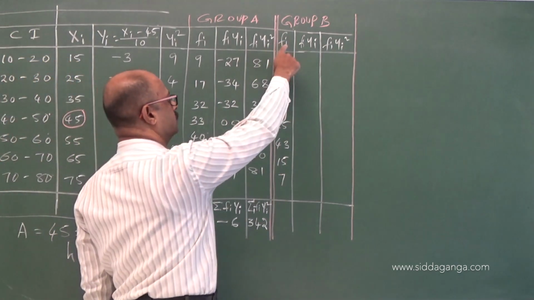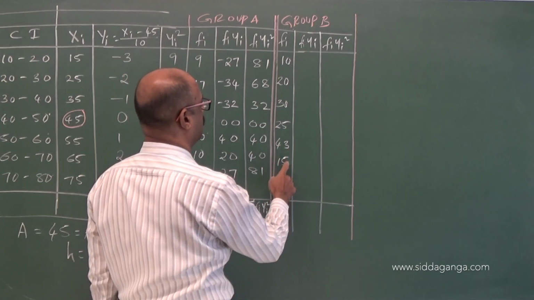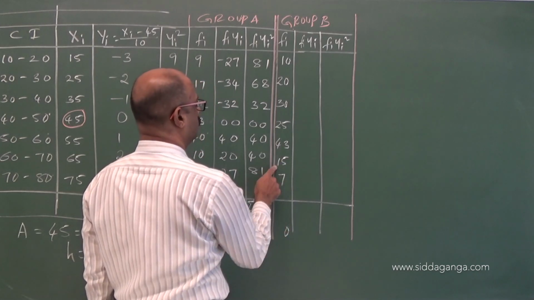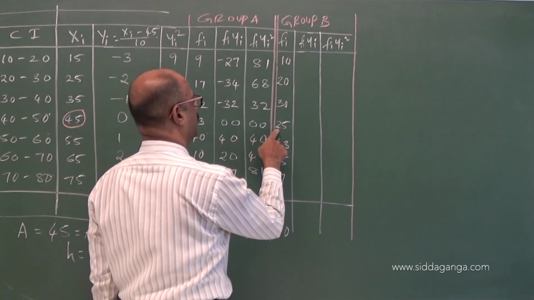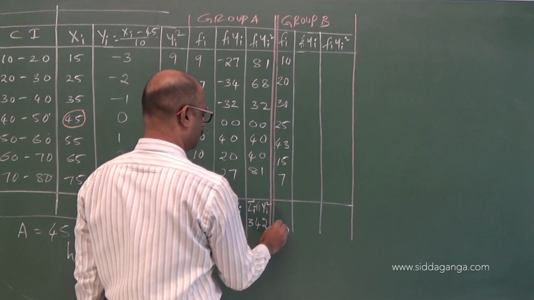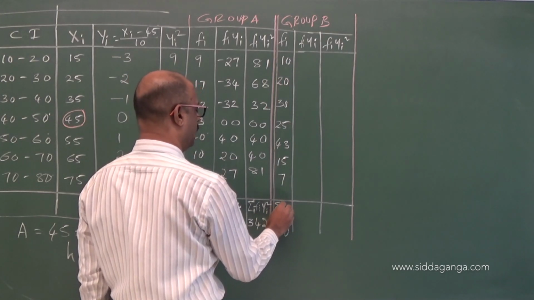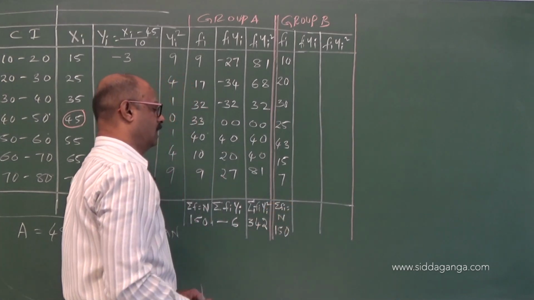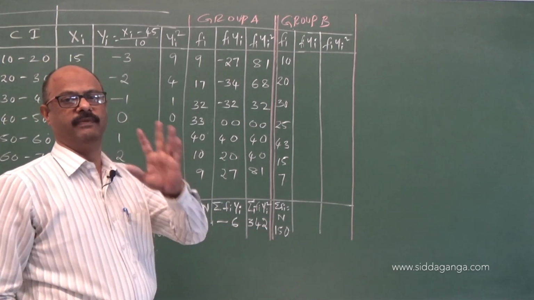For group B, we will add all the frequencies. 7 plus 3, 10. 10 plus 10, you will get 20. 20 means 0, 2, 3, 7, 7, 9, 12, 13, 14, 15. This is also 150. So this is sigma Fi, or we call it capital N, for both the groups is 150.